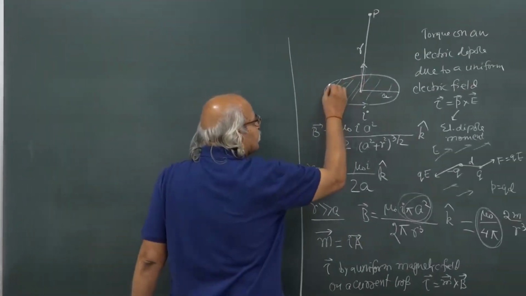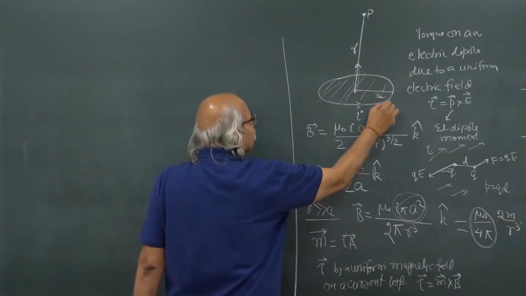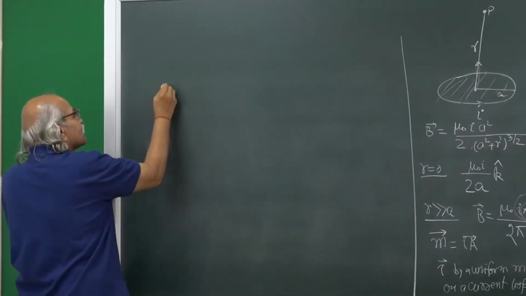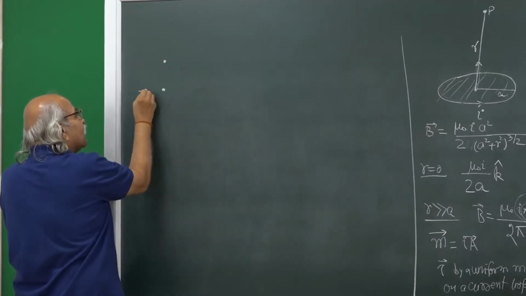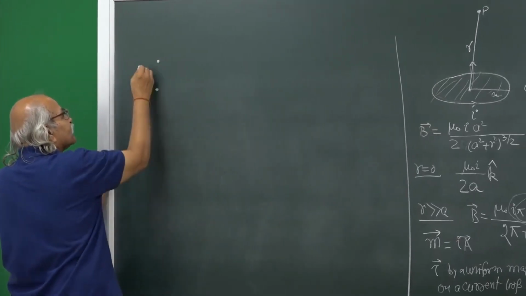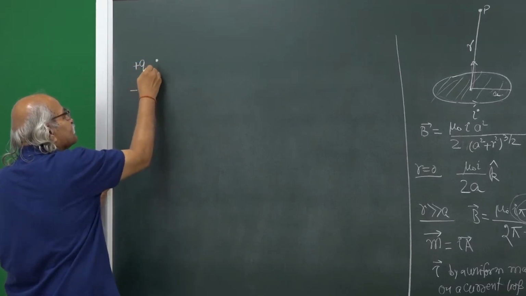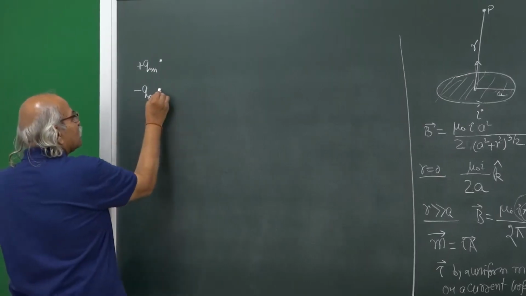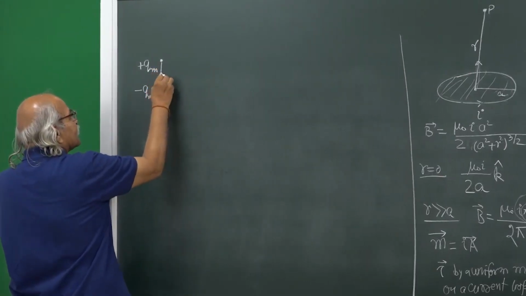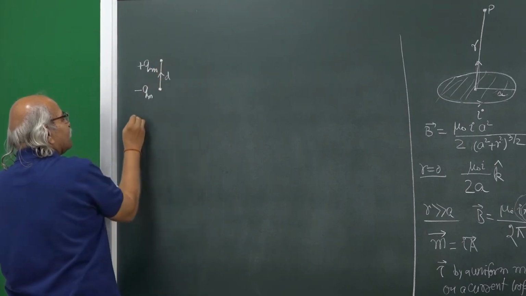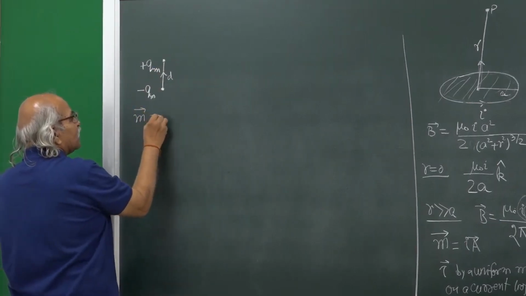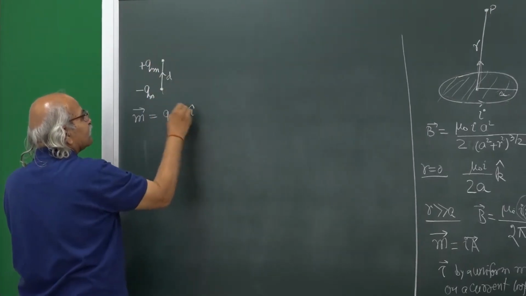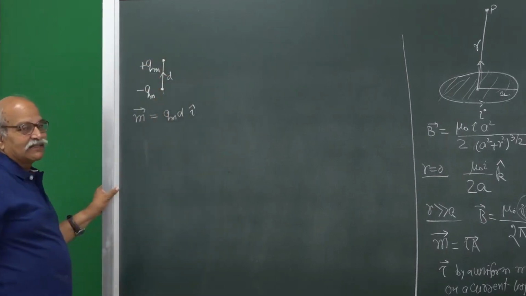Let us think that this current loop is equivalent to a combination of 2 magnetic charges like this, minus qm, m for magnetic, and plus qm, so that there is a dipole moment in this direction at a separation d. This is the separation d, and we define the dipole moment as qm times d in this direction, from the negative magnetic charge to the positive magnetic charge.